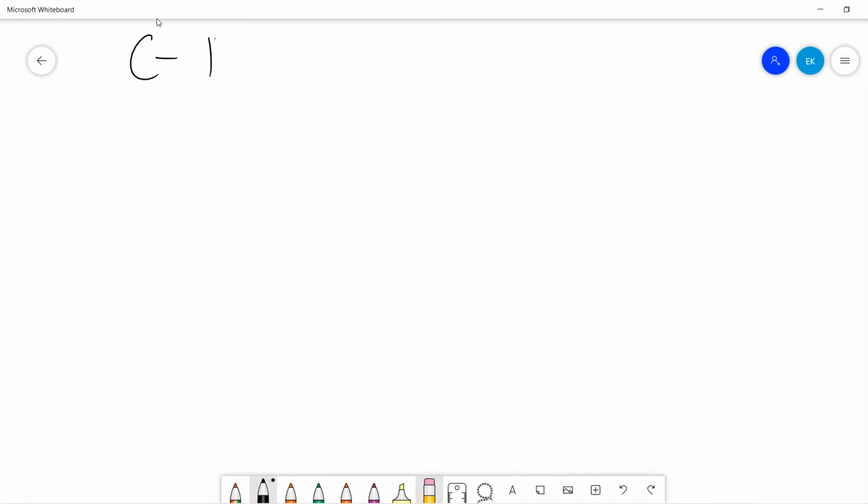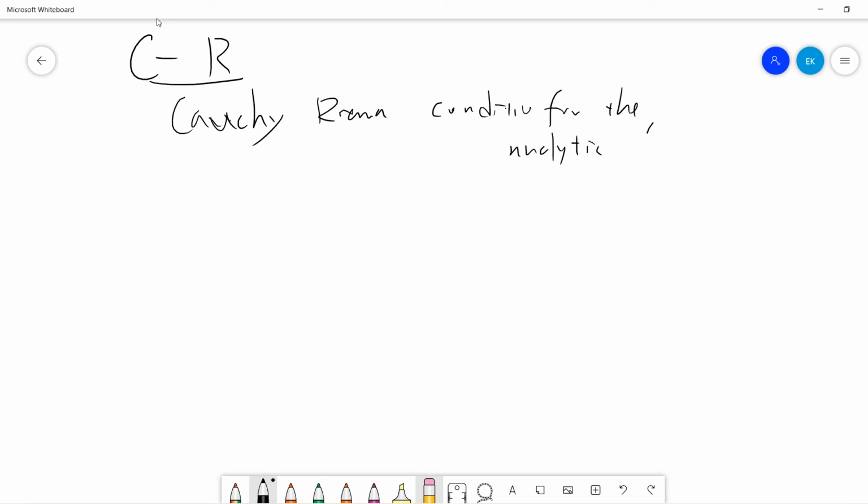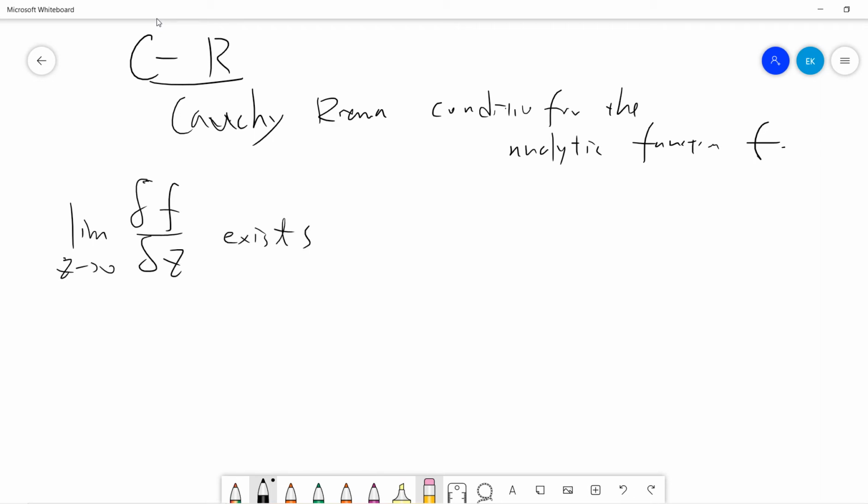So in this video, all we wanted to prove is the Cauchy-Riemann condition for the analytic function f. What we want to prove is that the limit of delta f over delta z exists if and only if the Cauchy-Riemann conditions hold.